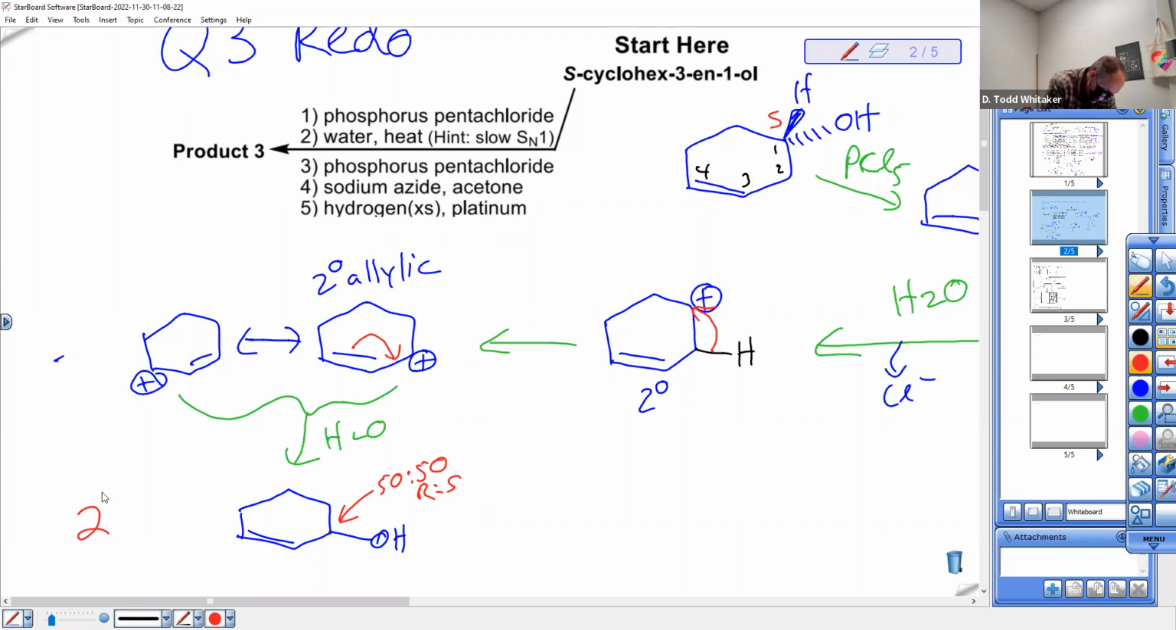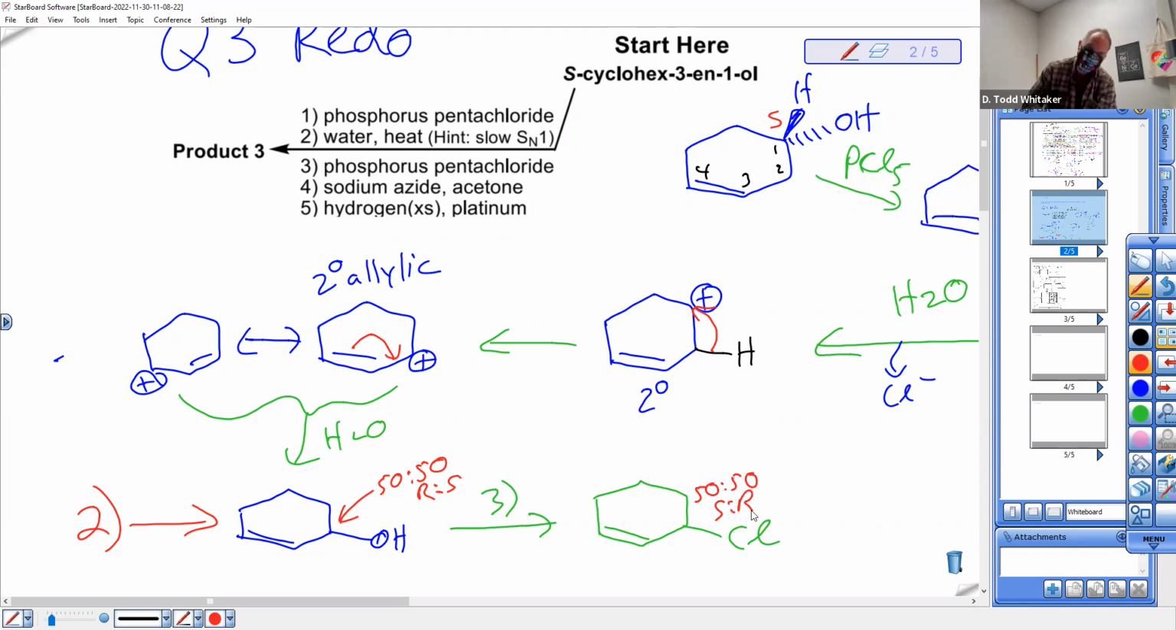Okay? 2 reacts to give that. Phosphorus pentachloride reacts to give this. Each stereocenter being flipped every time it reacts. But you get 50/50 RS becomes 50/50 SR. How's that? Trying to show you it's flipped still, but doesn't matter. 50/50 RS, same as 50/50 SR.